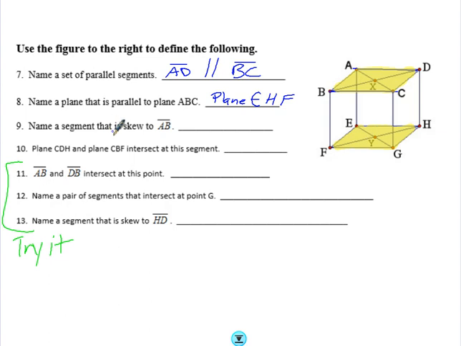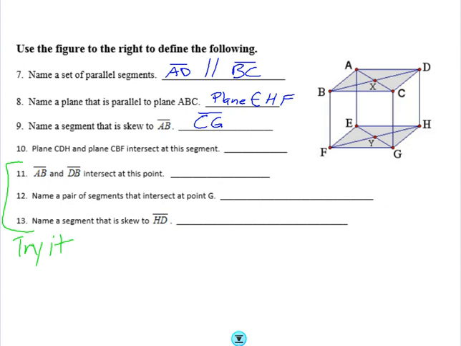Name a segment that is skew to AB. So let me erase this stuff here. So if I'm looking at segment AB, it is right here. Something that is skew to that. So remember, that means it doesn't intersect and is not in the same plane. I will go with CG, because again, those are in totally different planes, but they would never intersect. So we'll say CG. And then the last one, plane CDH and plane CBF.